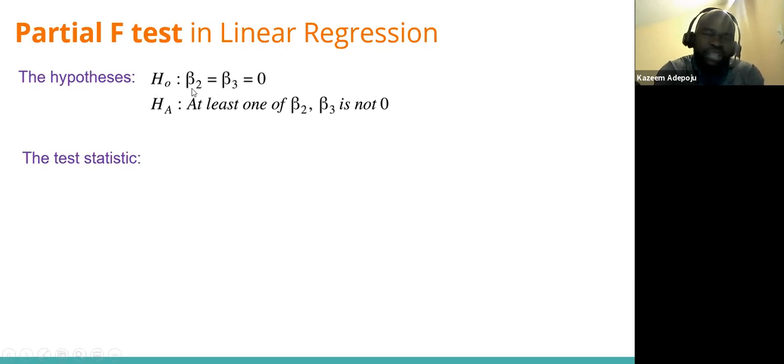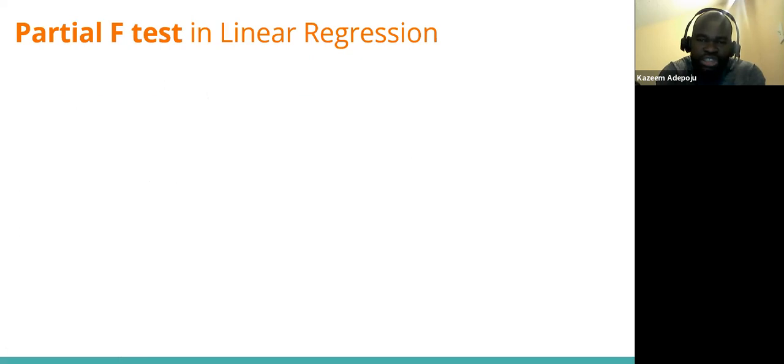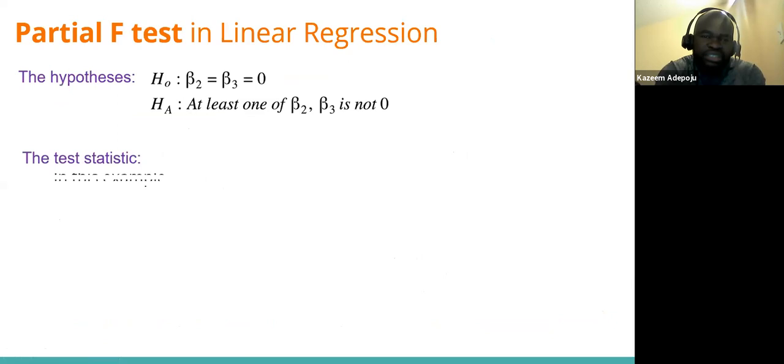Why am I testing for beta 2 equal to beta 3 equal to 0? Take a look at that. The condition under which we can actually go from here to here: when beta 2 is 0 and beta 3 equal to 0, we're actually going to have just this model. And that is the reason why we need to test whether beta 2 is 0 and beta 3 equal to 0 at the same time. Because when beta 2 equal to 0 and beta 3 equal to 0, we're actually going to have a simple model. And that is the reason why we have that hypothesis, beta 2 equal to beta 3 equal to 0.